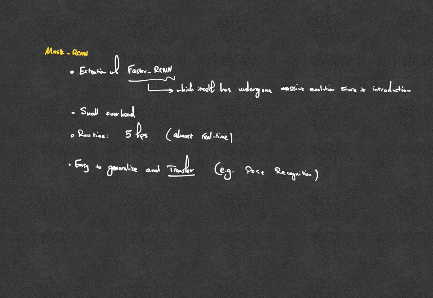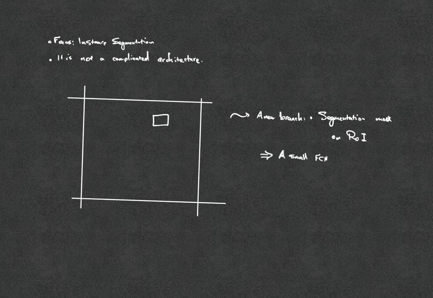It is almost real-time with a 5 frame per second runtime, and it is very easy to generalize and transfer to other tasks. In the actual paper they show that the representations learned for this are actually useful for pose recognition as well. The focus of this work is on instance segmentation, and it's a simple architecture.